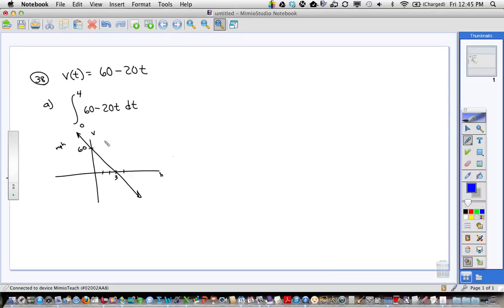Now, they wanted us to do this area from 0 to 4. Well, that would be this area plus that area, right? That would be the integral of this function from 0 to 4. The area, like Steve said, between the curve and the x-axis. So what is this area here?